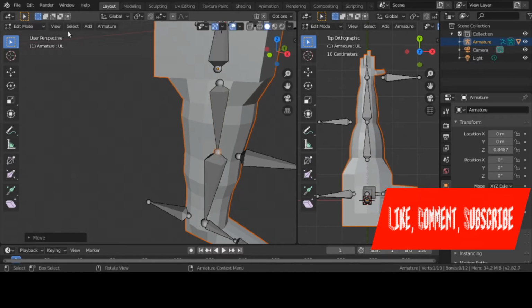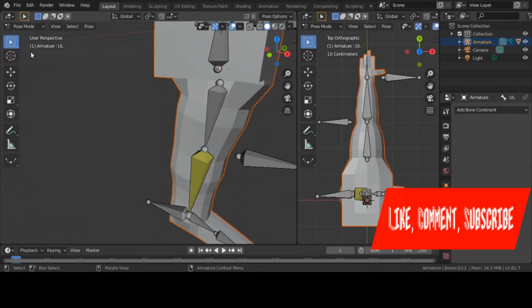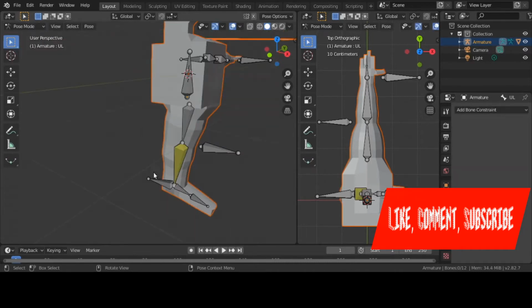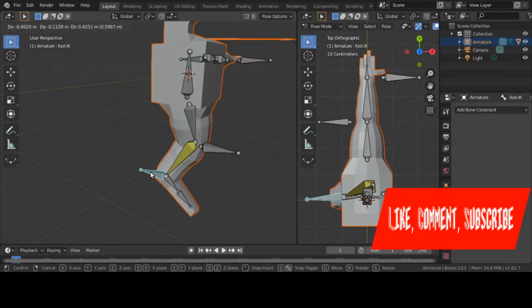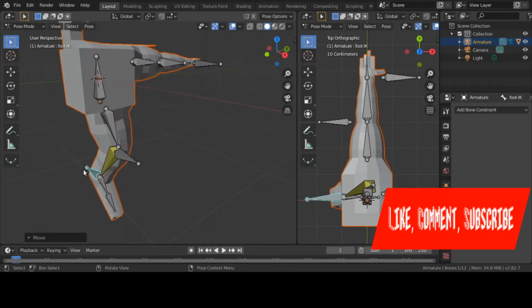Alright, it's bent. Then it should work. Let's go back to pose mode. Let me zoom out. Let me grab that foot IK. Now it says bending, and it's facing the direction of that pole target. Now there's one more technique I learned about the IK control and the pole target.